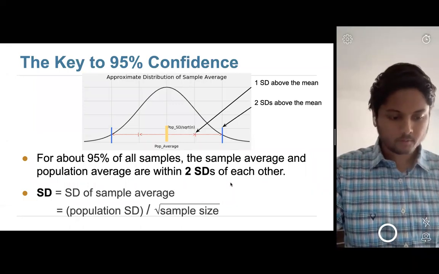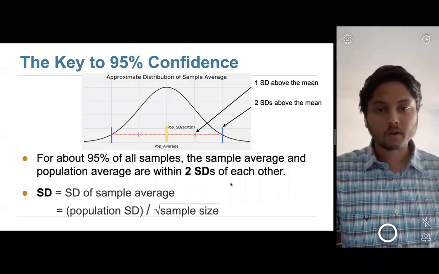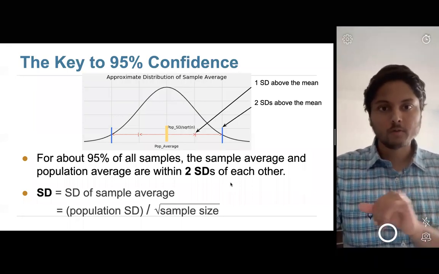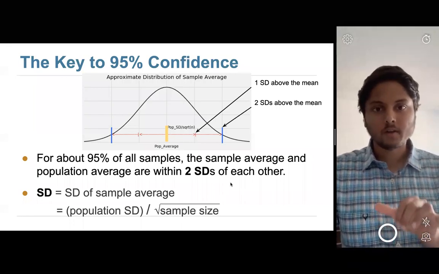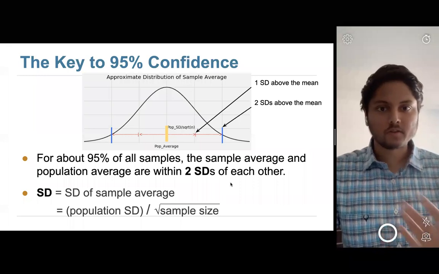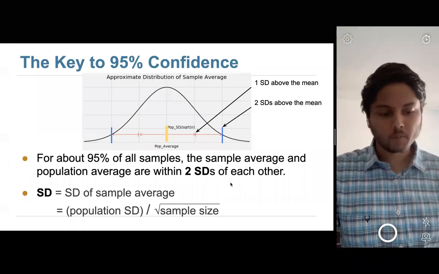And then one question was, how do we know that 2 SDs is 95% of the data? That's just a property of normal distributions. 2 SDs on either side of the mean is going to contain roughly 95% of the data. This is just a fact about normal distributions. That's just how they're made. It's kind of interesting.